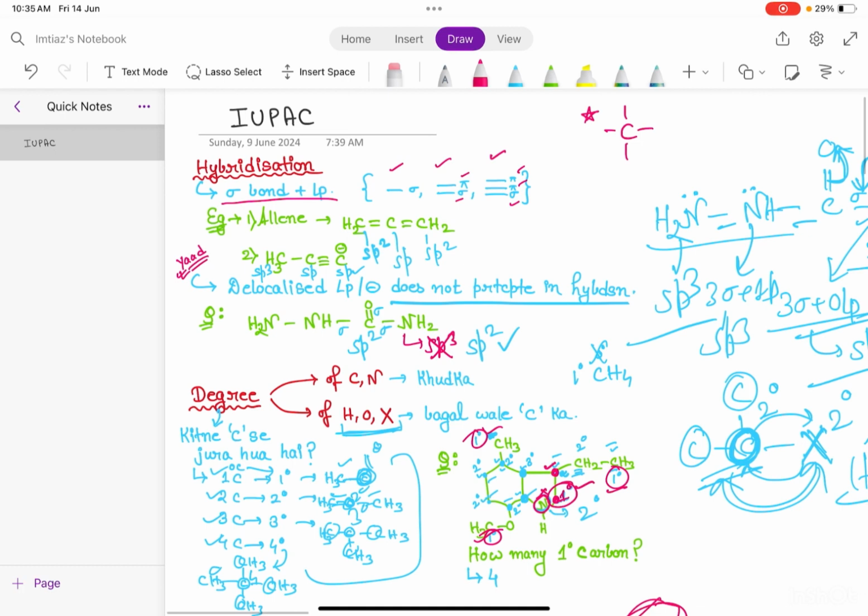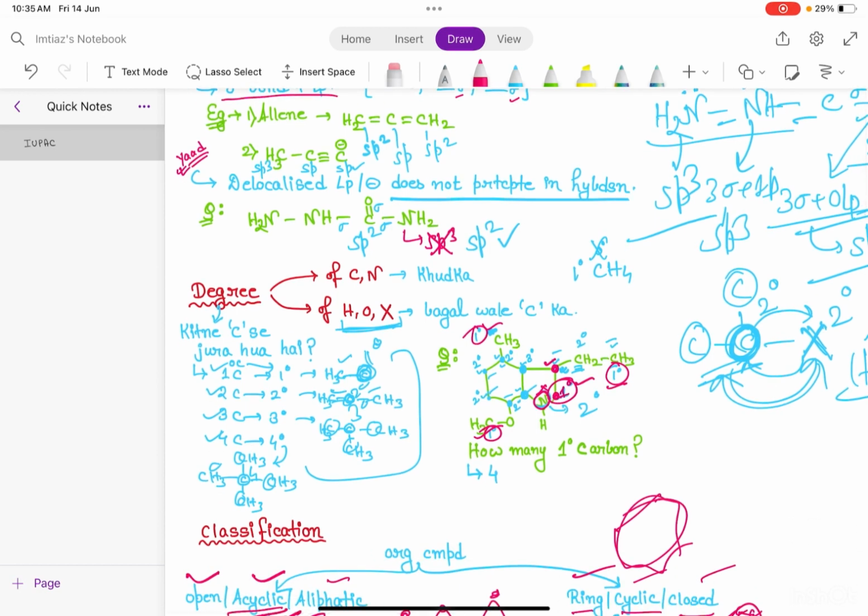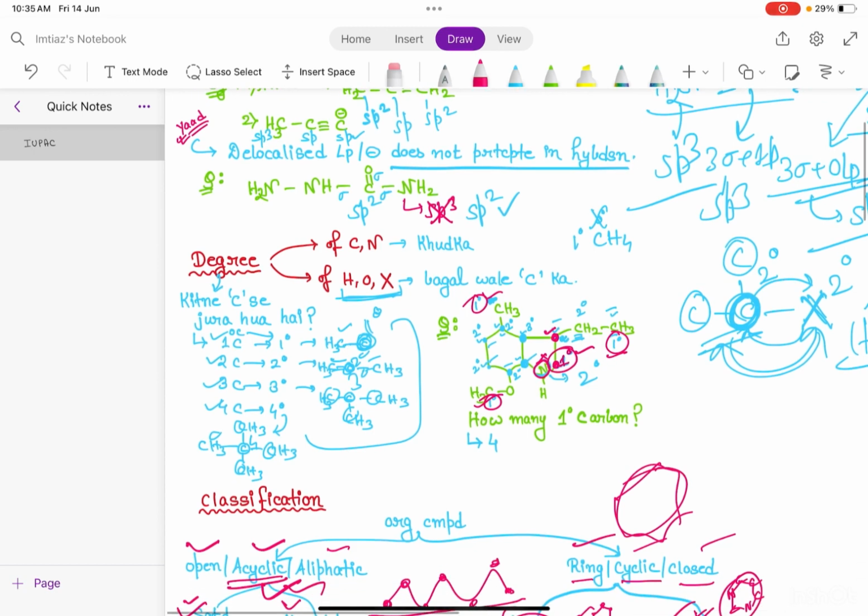Let us revise quickly. Hybridization means sigma bonds plus lone pairs. Single bond: 1 sigma. Double bond: 1 sigma, another one is pi. Triple bond: 1 sigma, 2 pi. Carbon has 4 valency. Nitrogen has 5 valence electrons, normally makes 3 bonds, so it has 1 lone pair. Oxygen has 6 valence electrons; if it forms 2 bonds, it will have 2 lone pairs. Remember these examples. Whenever the lone pair goes in resonance, that is a delocalized lone pair or a negative charge, that is not included in the hybridization. Negative charge means a lone pair, consider it as a lone pair.